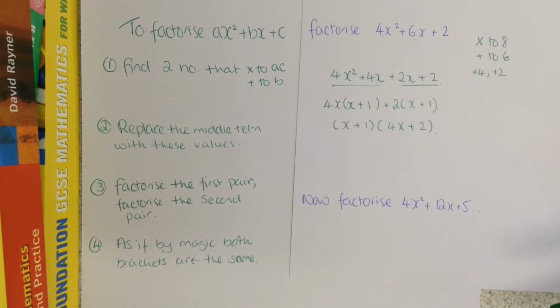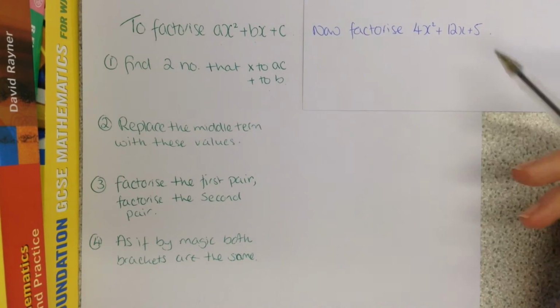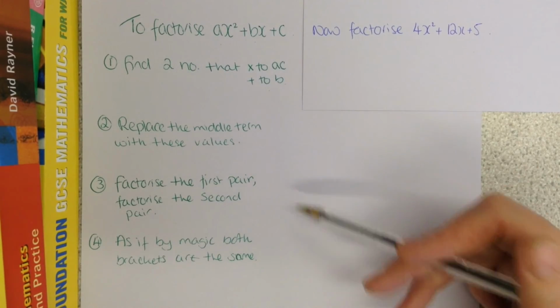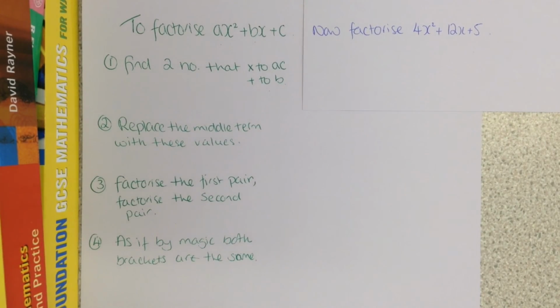Okay, what I'd like you to do now is do this example on your progress point. Make sure that you either write down think bubbles or a step-by-step method to explain how to do it.